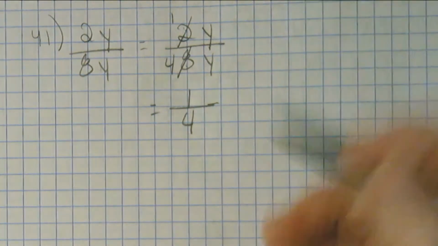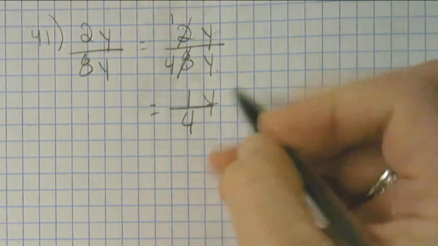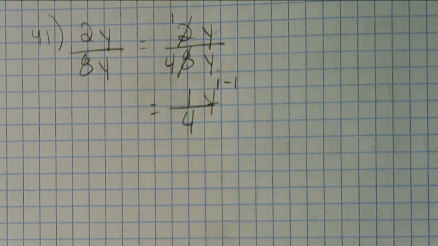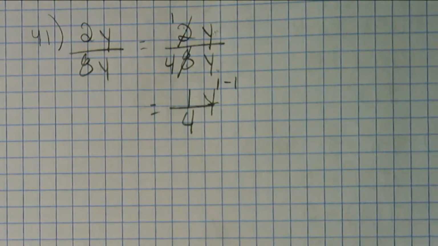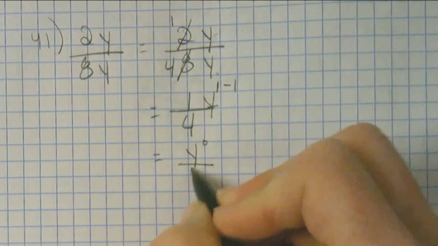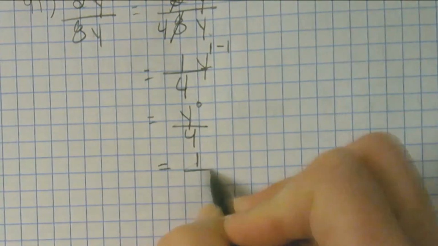Just like I did up top, I'm dividing two numbers with the same base. I keep the base in the numerator, and I subtract the exponents. So in my numerator, I have y to the 1 minus 1, which means I have y to the 0 over 4. Well, y to the 0 power is 1, so this is simply 1/4.